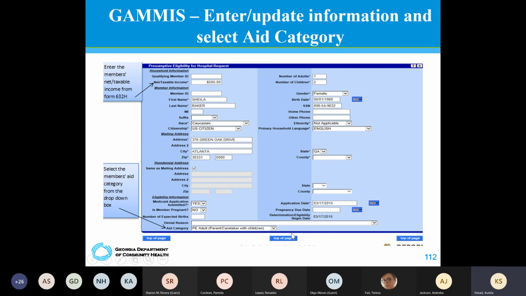So you just complete these steps for each individual person that is eligible for presumptive. You're going to put each individual person that was eligible for presumptive into the system first. So you just repeat that process for each eligible individual.